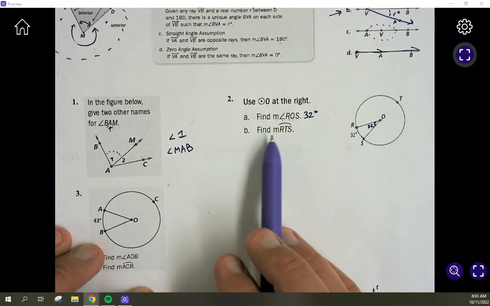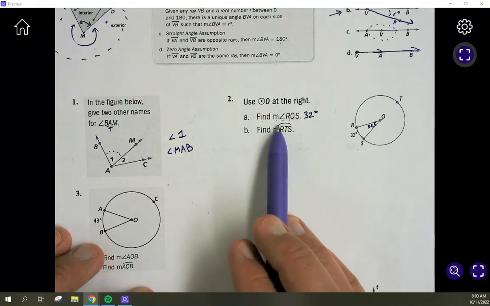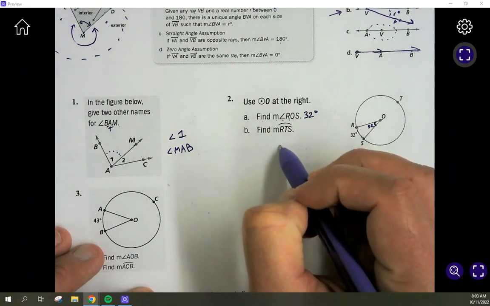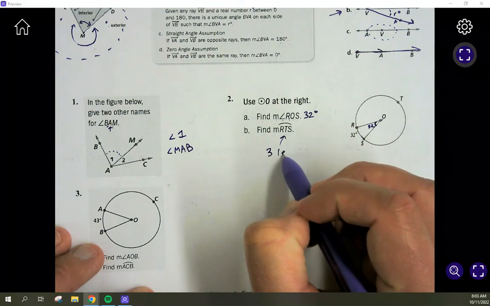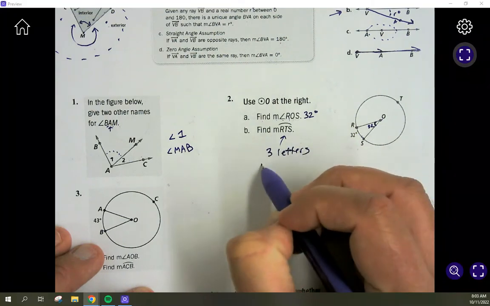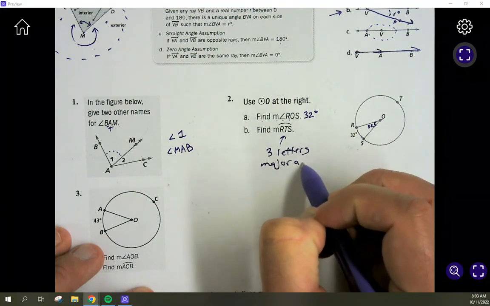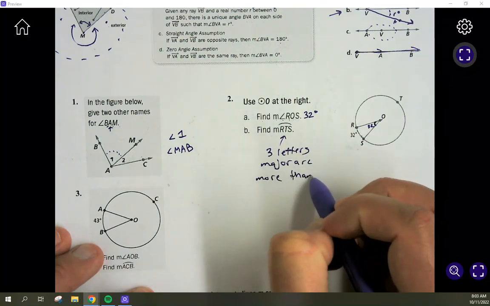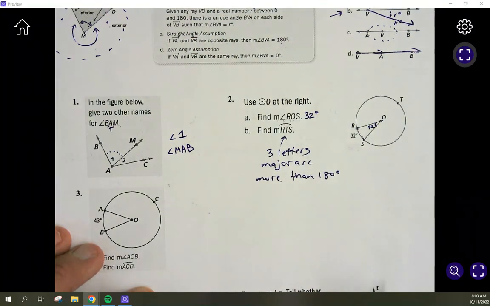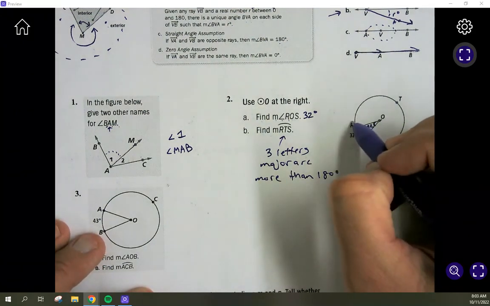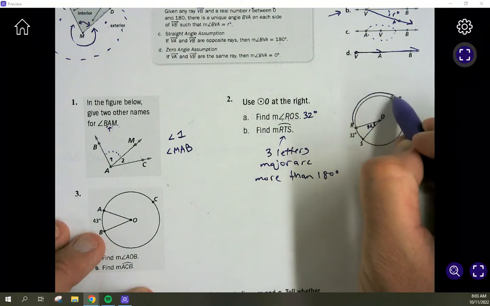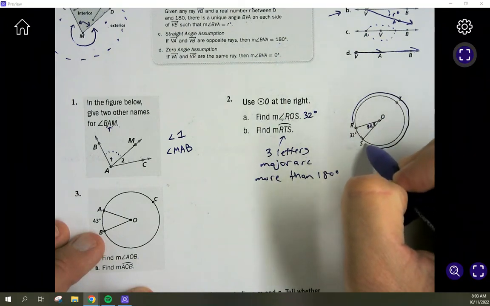This says find the measure of arc RTS. So first of all, I see 3 letters, which means it's a major arc, more than 180 degrees. Okay, so if you're confused on what we're looking at, it's all of this out here. It's the big arc from R past T all the way to S.